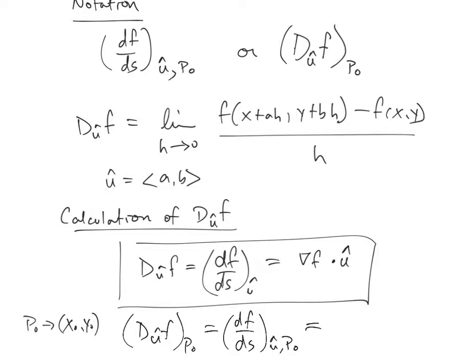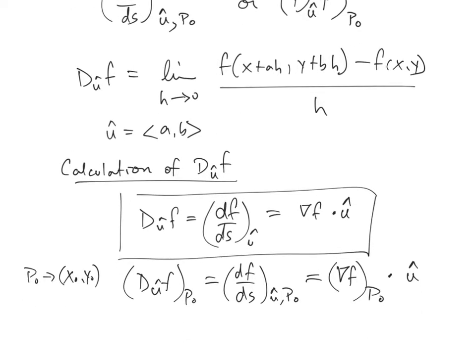Well, it's going to come in the gradient. The gradient of f is going to give us a vector, and presumably that vector will have expressions in it of x and y. So you substitute the values x naught and y naught for those x and y in the gradient, and that gives you that dot u hat. Okay? All right, so let's look at an example.